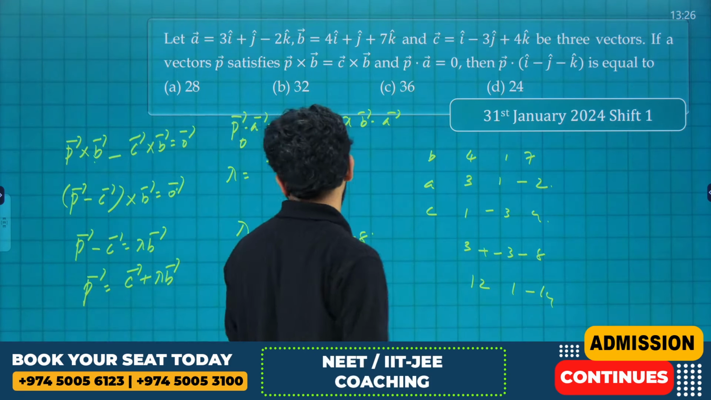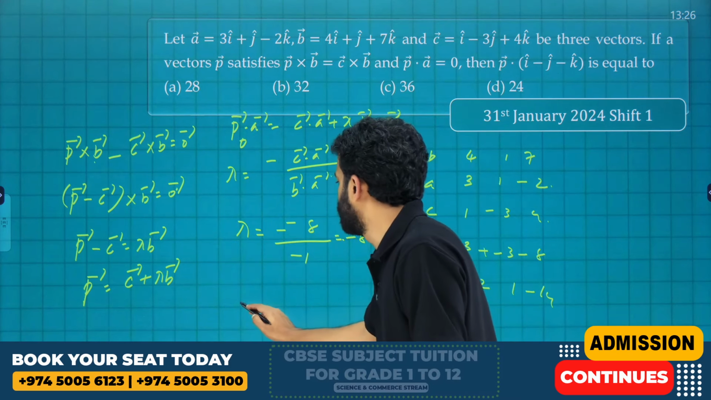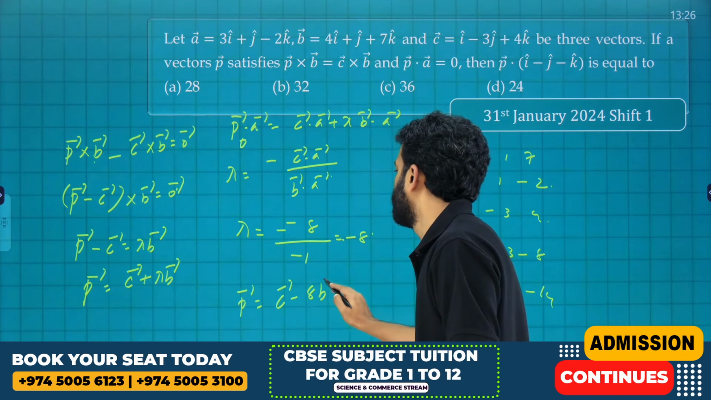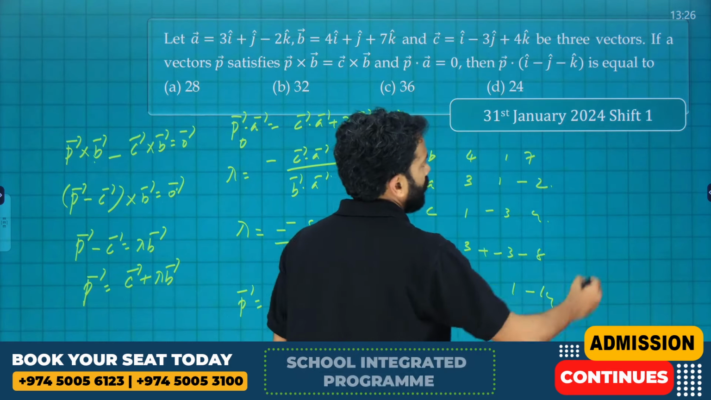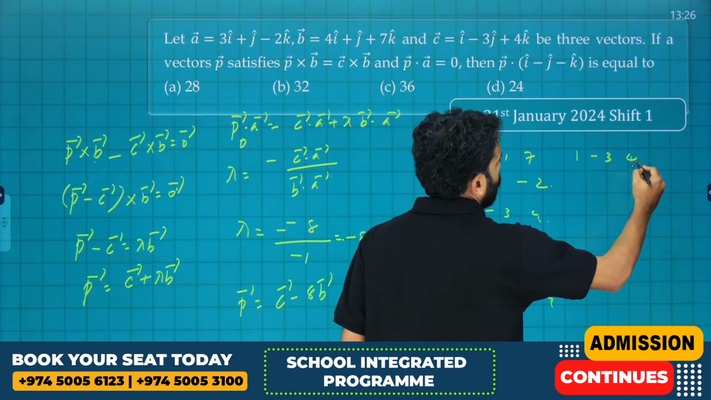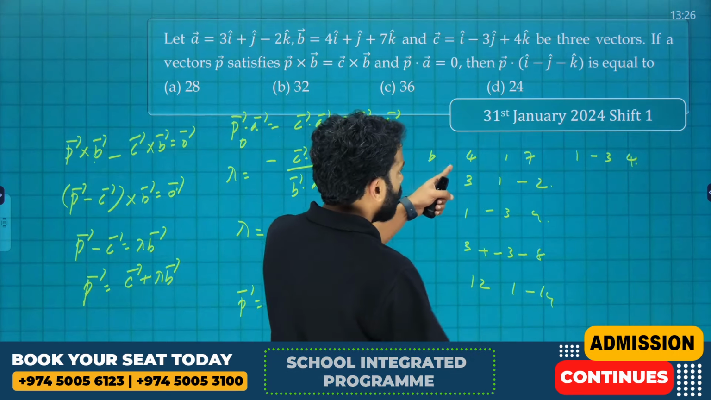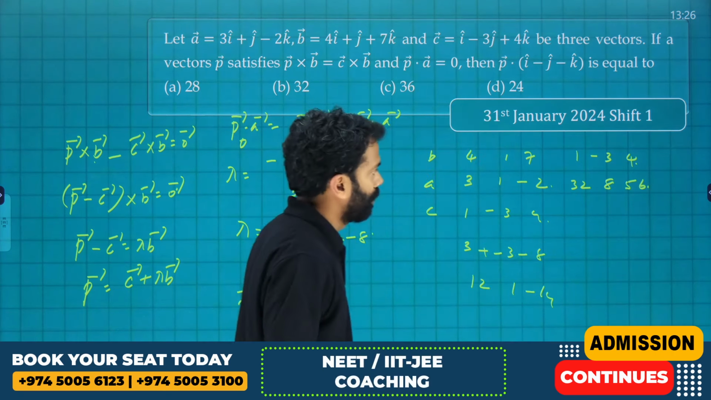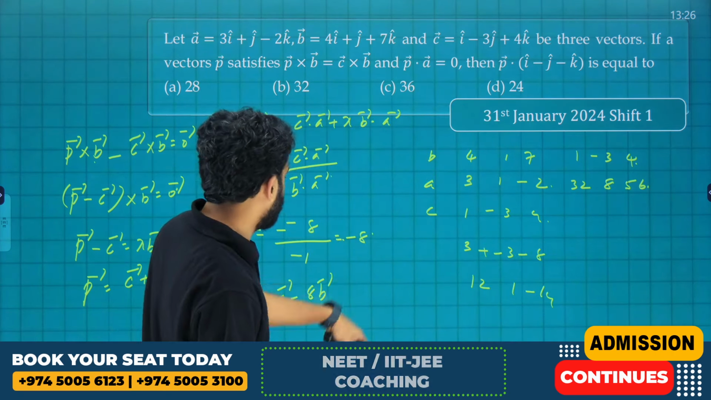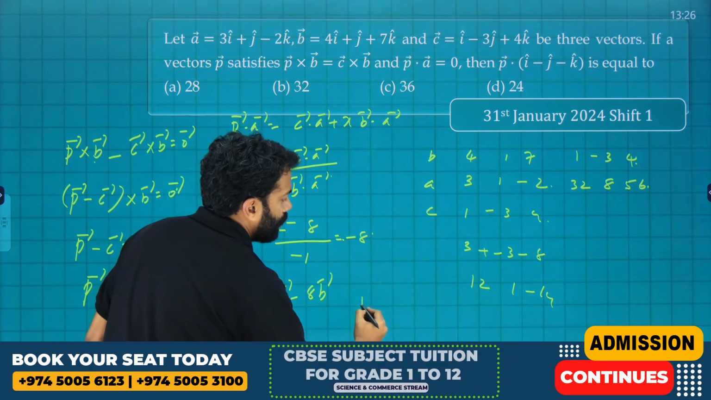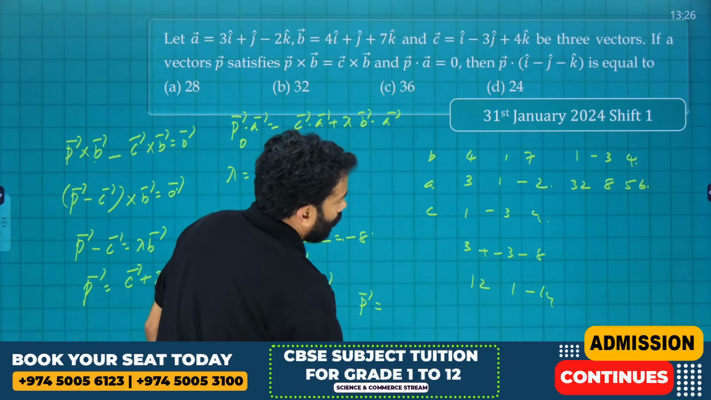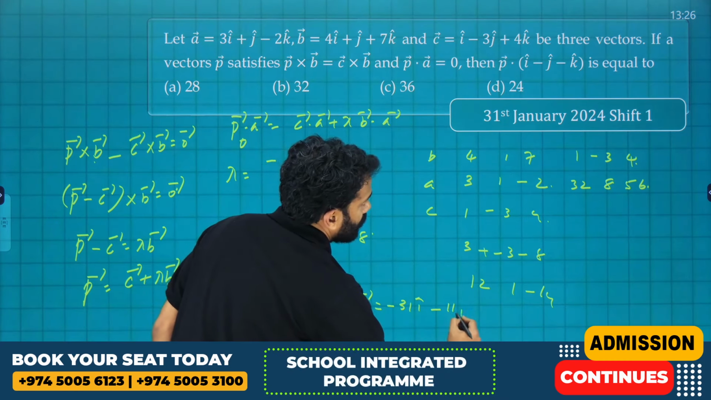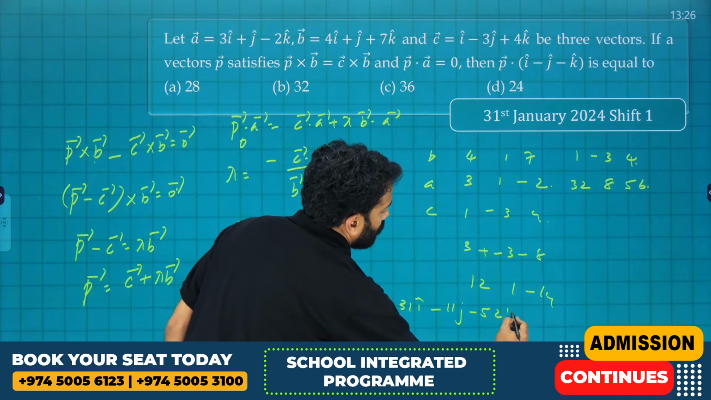So you got the value of lambda, then we can easily formulate P from that. P is equal to vector C minus 8 vector B. What was vector C? 1, minus 3, 4. And 8 vector B is 32, 8, 56. If you subtract it, you will get vector P is equal to minus 31i minus 11j minus 52k.